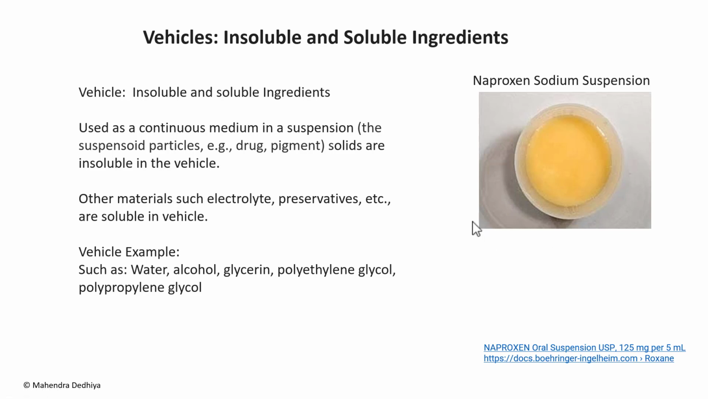Since both soluble and insoluble ingredients are there, the continuous medium in suspension, which is the vehicle, contains drugs, pigments, and micas as insoluble in the vehicle. Other materials such as electrolytes, preservatives, etc. are soluble. Common examples of vehicles are water for oral suspension; alcohol, glycerin, polyethylene glycol, and propylene glycols are also used, but they have to be used very selectively so that the material that needs to be suspended continues to be suspended, and does not dissolve in the co-solvent or the solvent. Here's an example of naproxen sodium suspension. After shaking it, it looks uniform.